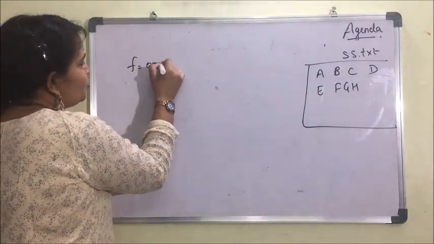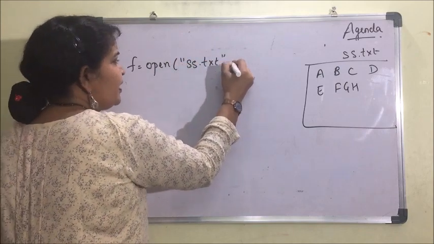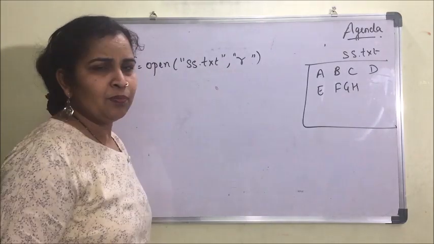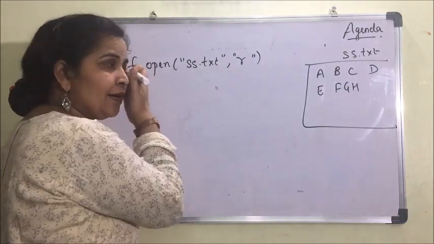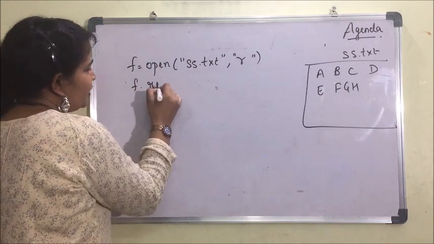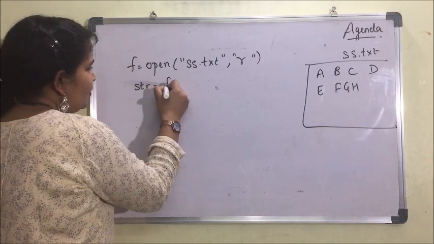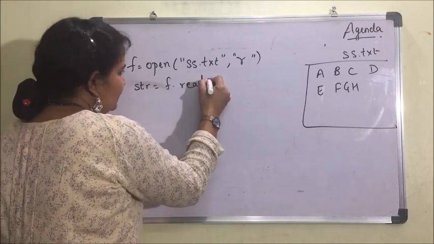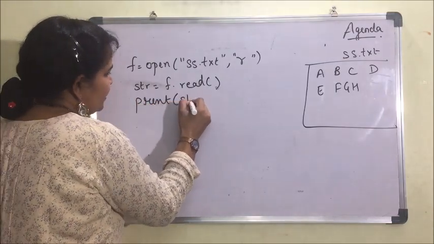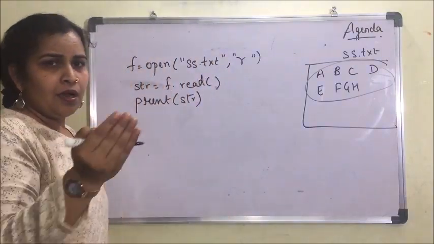First of all, we need to open the file in read mode. Please take care that you are opening it in read mode. If you are not opening it in read mode, you will not be able to read the file. Then you will take a variable str is equal to f dot read and print str. In this case, this whole content will be printed on the output screen.